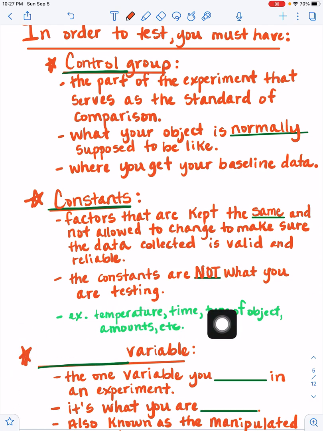Some examples of what you would keep constant. It does depend on what you're testing, but some things you would want to keep constant are the temperature, the time, the type of object you're using, the amounts that you're using. Those are some of the typical constants I could think of. We'll work on that together, picking out the constants, coming up.